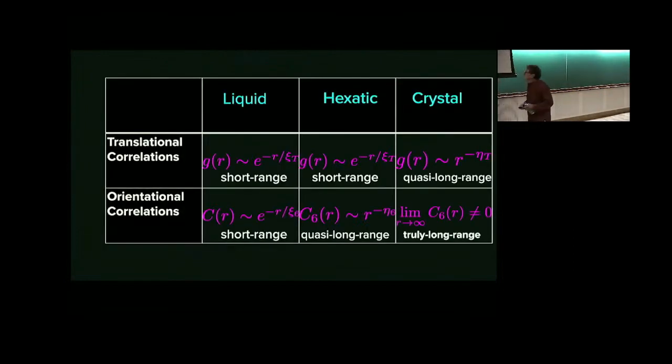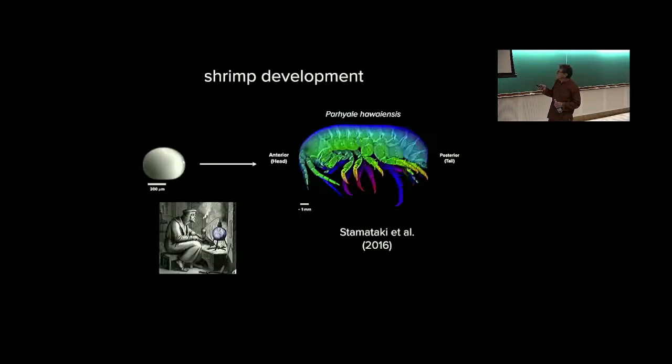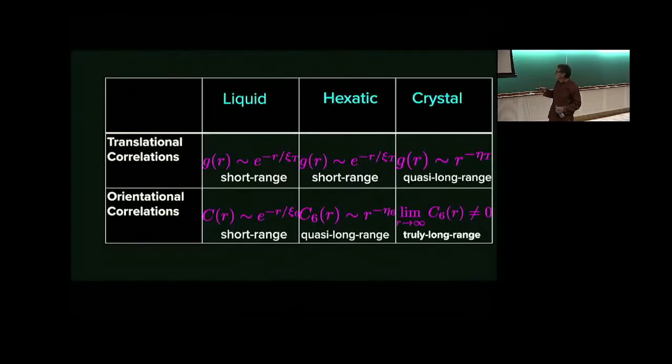Now, the correlation functions are the most important thing that will determine which phase you're in here. So for the liquid, you have short-range order for translations and short-range order for orientations. In the hexatic, and this is what Ug was talking about, you have short-range translational order, so it's translationally disordered, but you have quasi-long range order, the only thing sort of possible in 2 dimensions, for the orientational correlations.